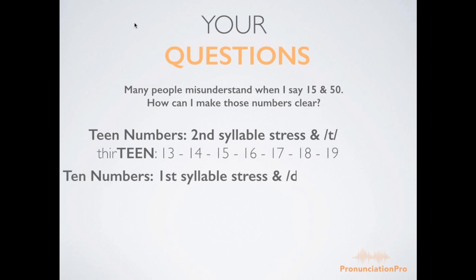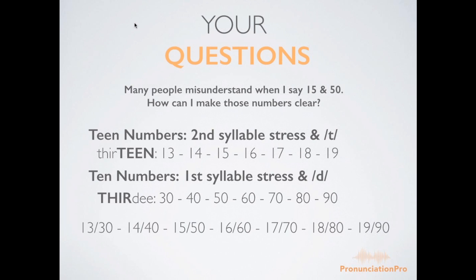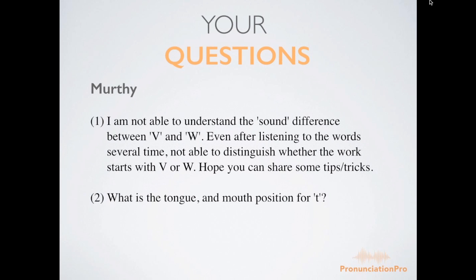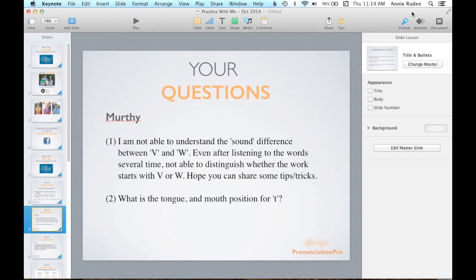So we already got past this. Okay, next question. This was from Mercy this morning. I got this question: I'm not able to hear the sound difference between V and W, even after listening to the V sound several times. I'm not able to see all of it because of my control panel. Even after listening to the word several times, I'm not able to distinguish whether the word starts with V or W. Can you share some tricks? And then what's the tongue and mouth position for T?